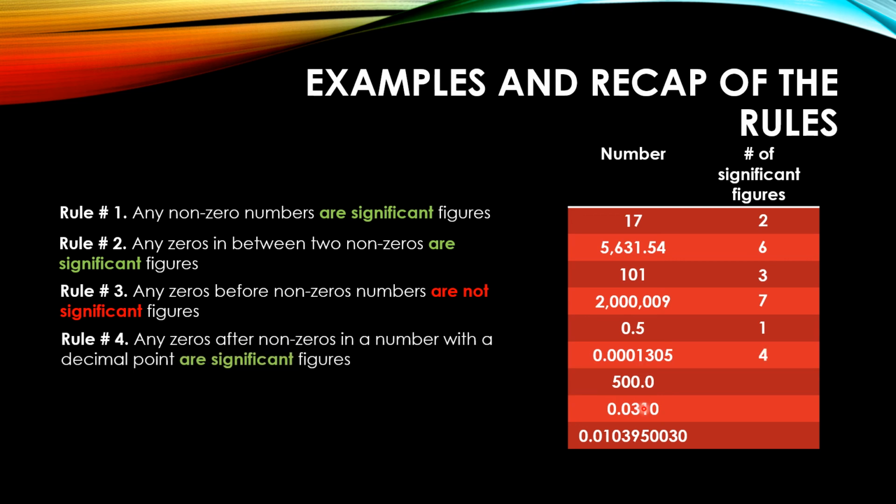The next rule is any zeros after non-zeros in a number with a decimal point are significant figures. It means that in 500.0, all these digits will be considered significant. So the total number of significant digits is 4. In the next one, how many significant figures? 3. These two will be considered placeholders. In this one again, these two will be the placeholders, and the total number of significant figures is 1, 2, 3, 4, 5, 6, 7, 8 and 9. So that is how we can find the number of significant figures in any measurement. I hope you have understood.